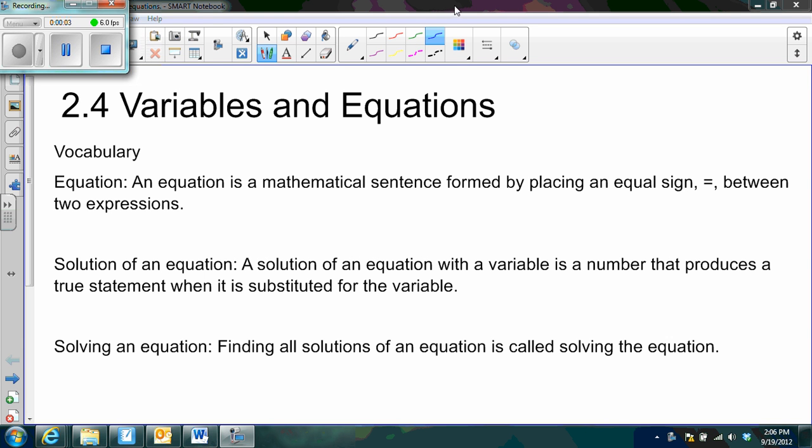So this is lesson 2.4 on variables and equations. So first, some important vocabulary. An equation is a mathematical sentence formed by placing an equal sign between two expressions.